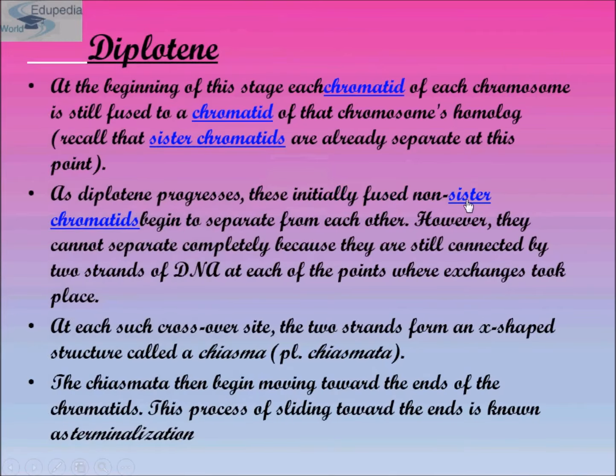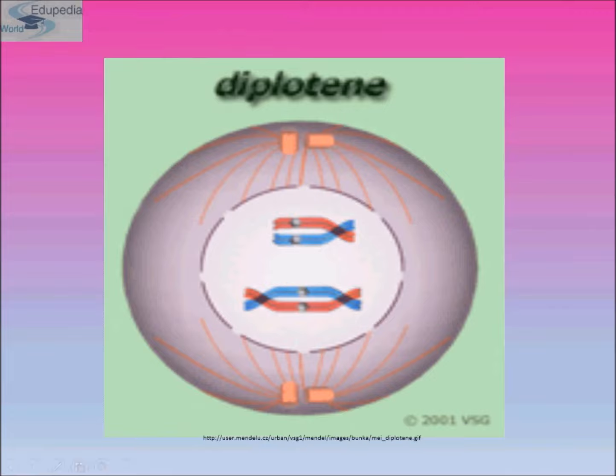Now comes the diplotene stage. At the beginning of this stage, each chromatid of each chromosome is still fused to a chromatid of the homologous chromosome. As diplotene progresses, these initially fused non-sister chromatids begin to separate from each other. However, they cannot separate directly or completely because they are still connected by two strands of DNA at each point where exchange takes place. At each such crossover site, the two strands form an X-shaped structure called chiasma. Chiasmata formation is the distinguishing feature of diplotene. As you can see, they have formed X-shaped structures.